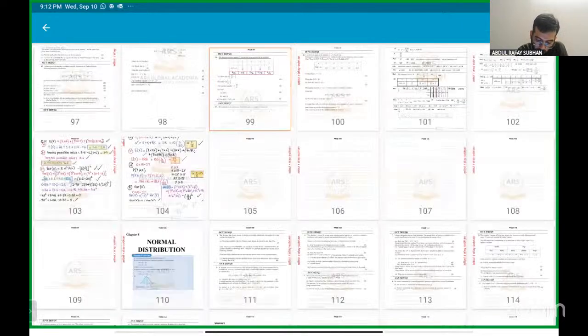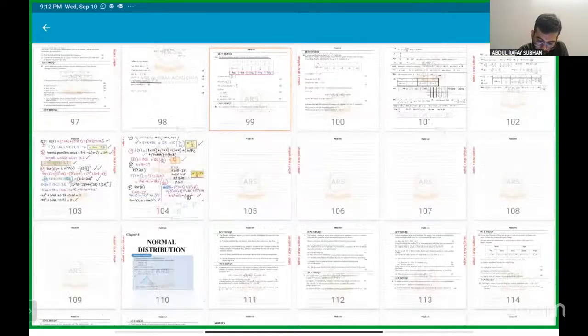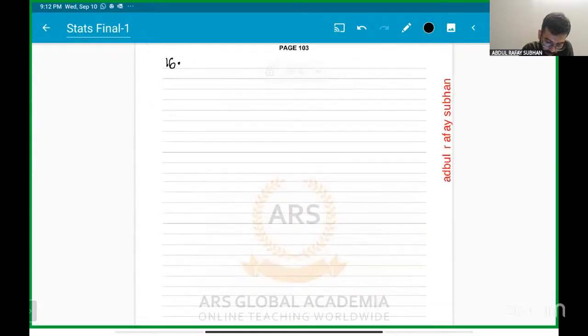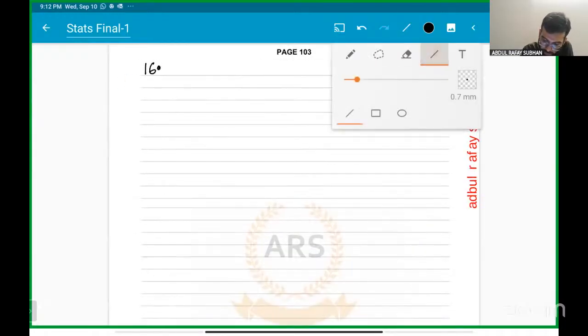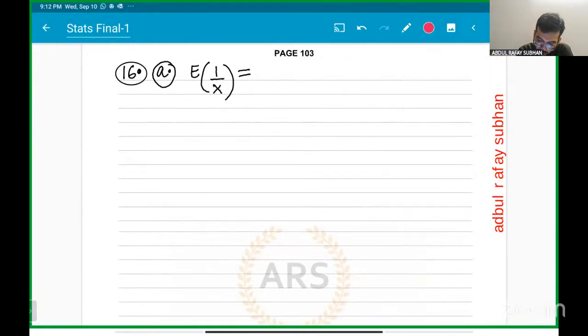Okay, show that E of 1 over x. This will be question number 16, part A. Let's talk about 16 now here. 14, 15, and 16. So 16, part A. That will be multiplication. We have to show the mean of 1 divided by x here. So that should be the mean of 1 over x.